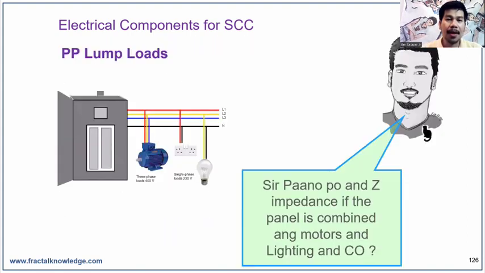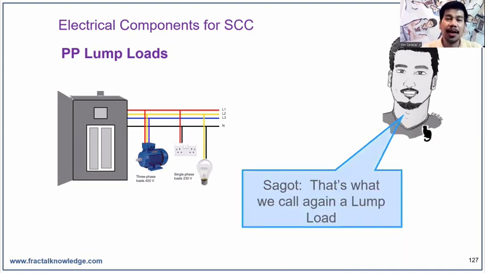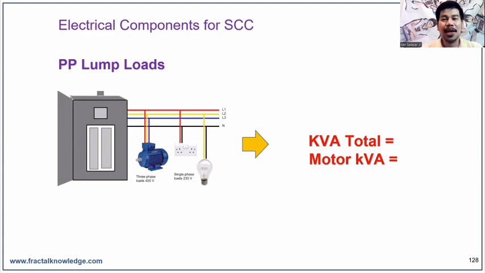Okay? You may ask, Sir, paano po ang impedance equivalent ng isang panel na combine ang motor, lighting, at convenience outlets? That's a very good question again, kasi kalimitan sa residential electrical system, ganyan ang setup, right? So, sagot. We will answer that in the following slide, okay? Let's proceed.